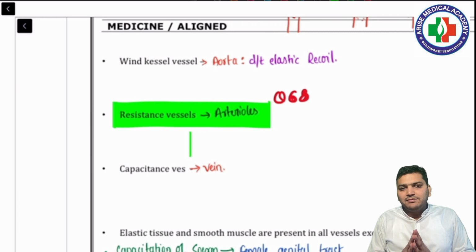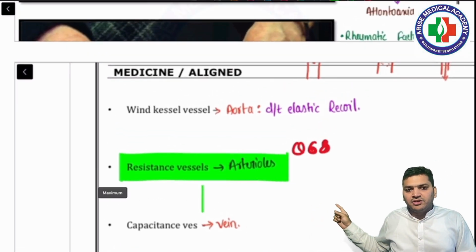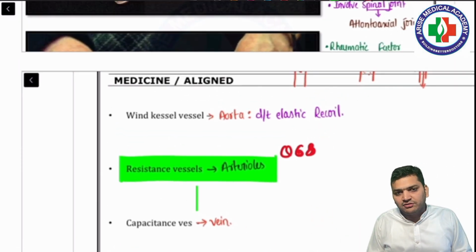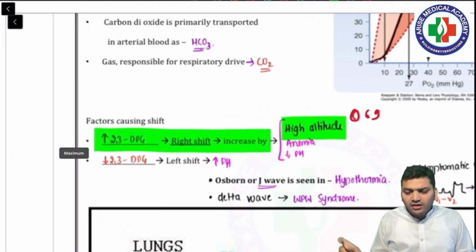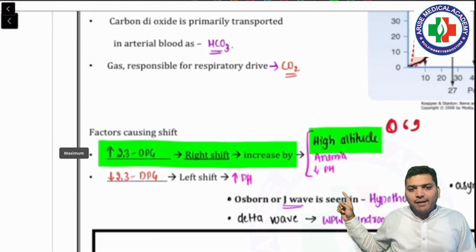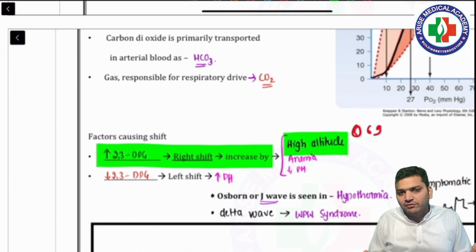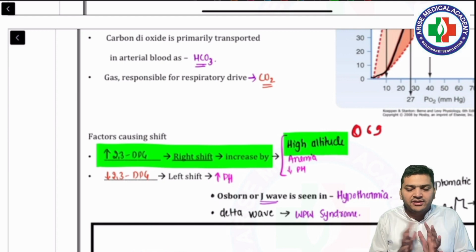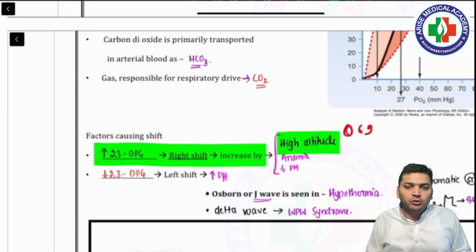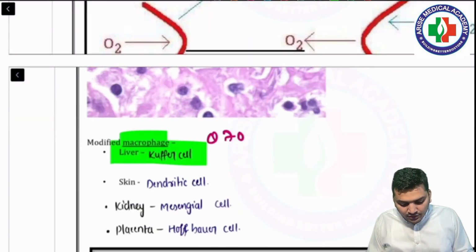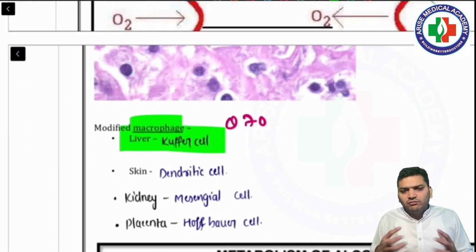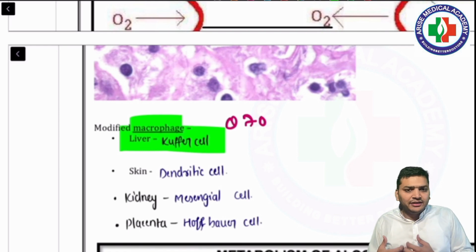Which vessels have the maximum resistance? We have mentioned in physiology, the resistance vessels are the arterioles. When we go to high altitude, what happens with the shift? It is the right shift. There is going to be an increase in 2,3-DPG that we see at high altitudes. We have discussed this in the oxygen hemoglobin dissociation curve concept. Then a straightforward question: what is the local macrophage of the liver? The local macrophage in the liver is the Kupffer cells.